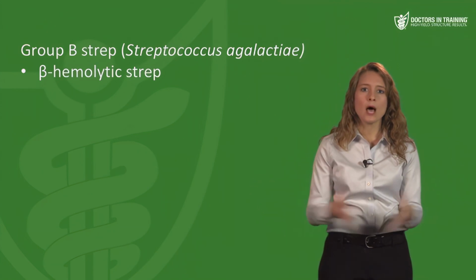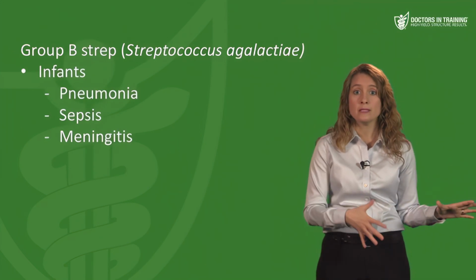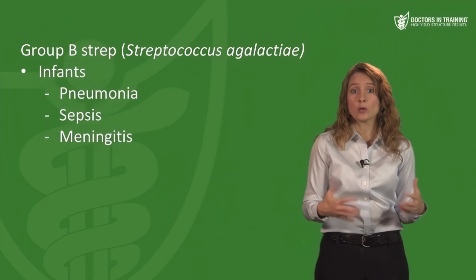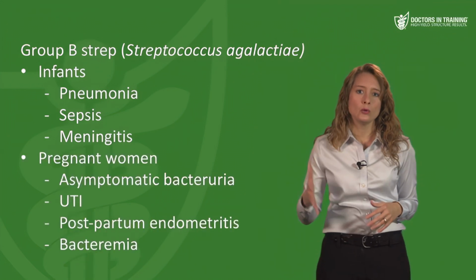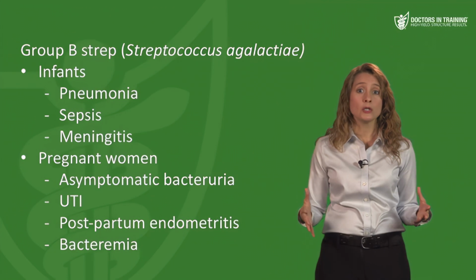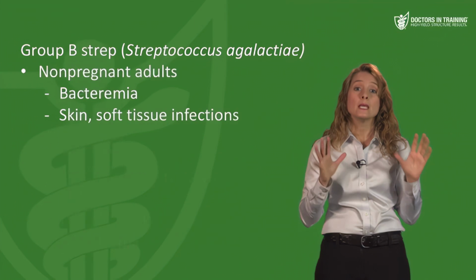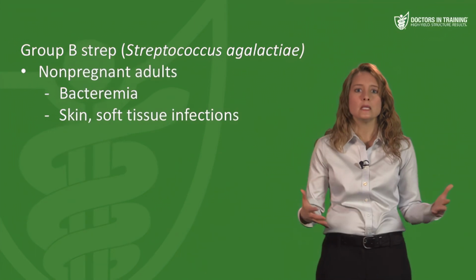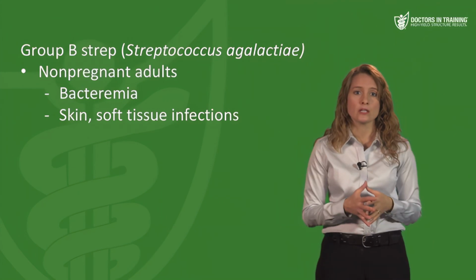What does group B strep cause? Well, it depends on who you are. It causes pneumonia, sepsis, and meningitis in babies, especially in those whose mothers were colonized with group B strep in their genitourinary tract. In pregnant women, group B strep can cause asymptomatic bacteriuria, urinary tract infection, postpartum endometritis, and bacteremia. In non-pregnant adults, we frequently see group B strep in bacteremia and in skin and soft tissue infections.